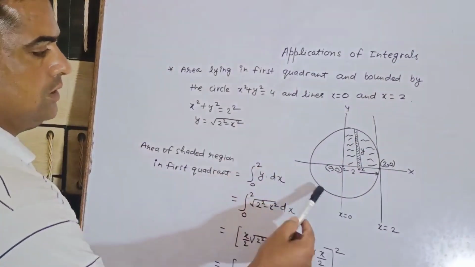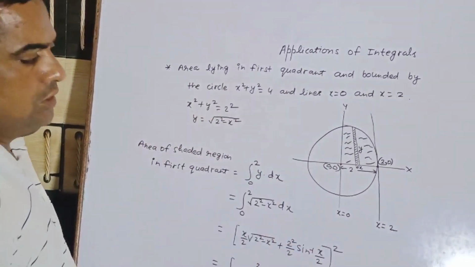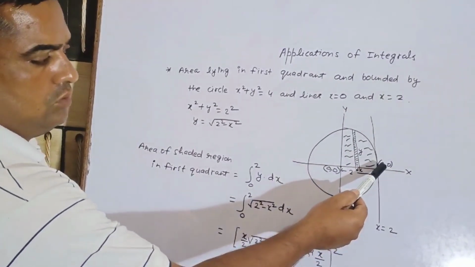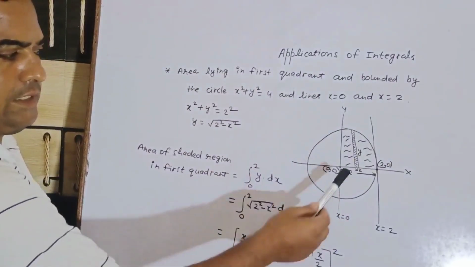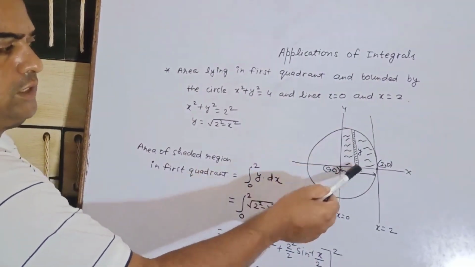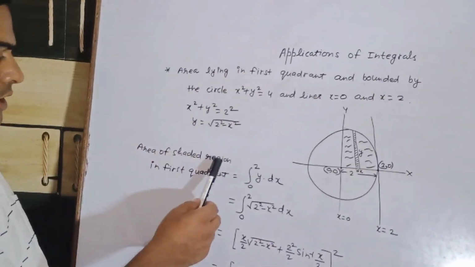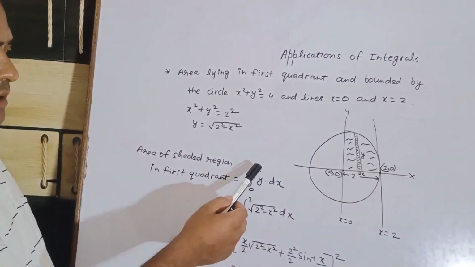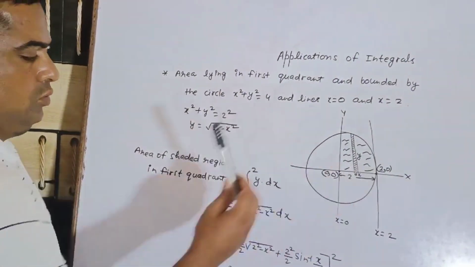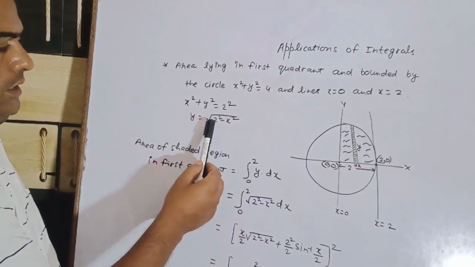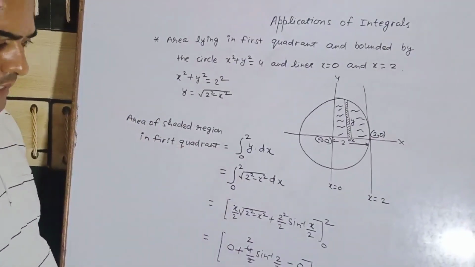We will draw the circle and origin is 0 0 and radius is 2. So coordinates of this point will be 2 comma 0. We are cutting one strip on x axis. The length of this strip will be y and breadth will be dx. So area of shaded region in first quadrant will be integral y into dx and limits will be 0 to 2. We are putting here 0 to 2. The value of y is square root 2 square minus x square.